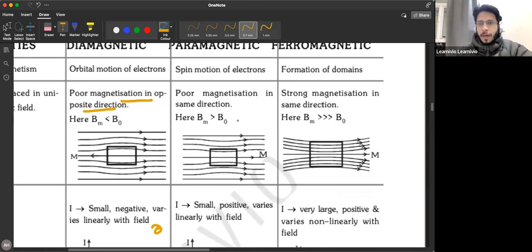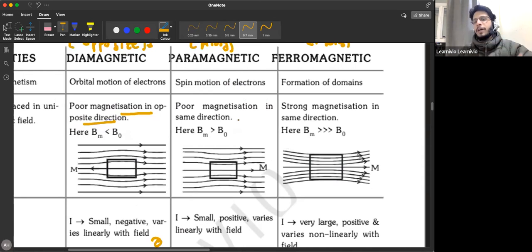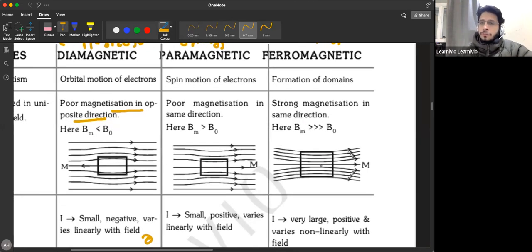Instead of dia, if you take para, then it gets attracted by the magnetic field. You can see more field lines are passing through it. In ferro, even more field lines will pass through it. So magnetization in ferro will be the maximum, in para less than ferro, and in dia the least. B means the magnetic field within the material, and B naught means the magnetic field in air. So in the material, the magnetic field is less than in air.